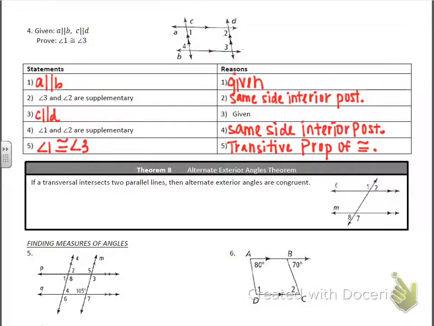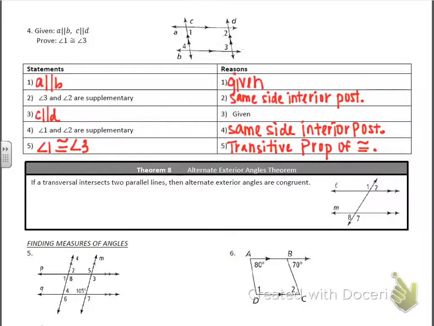Okay, so remember that saying that if 2 and 3 add up to 180 and 1 and 2 add up to 180, therefore 1 and 3 must be the same, right? That's transitive. Okay.